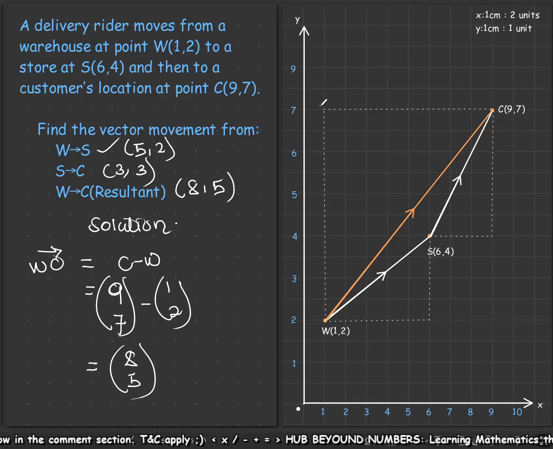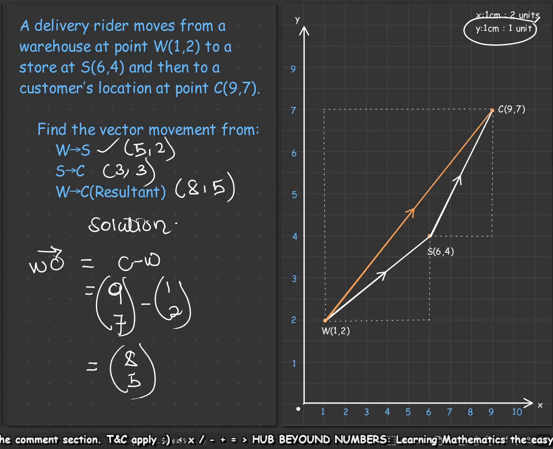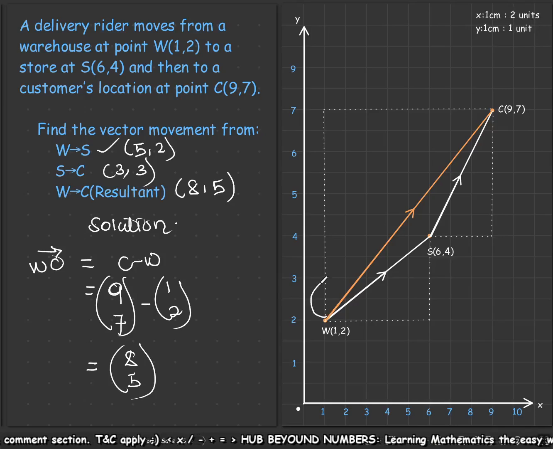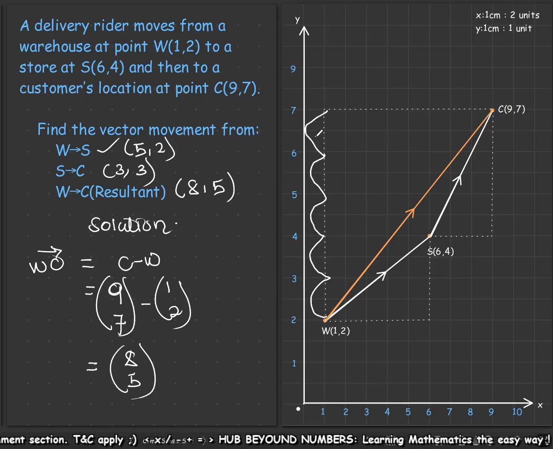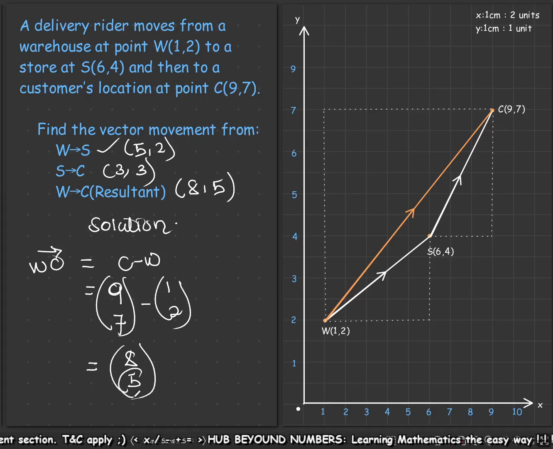Then on the y-axis, if I want to move to where the C's y is, taking note of my scale, I'm going to move 1, 2, 3, 4, 5 units. And that is what we have over here. You see, so that is it.